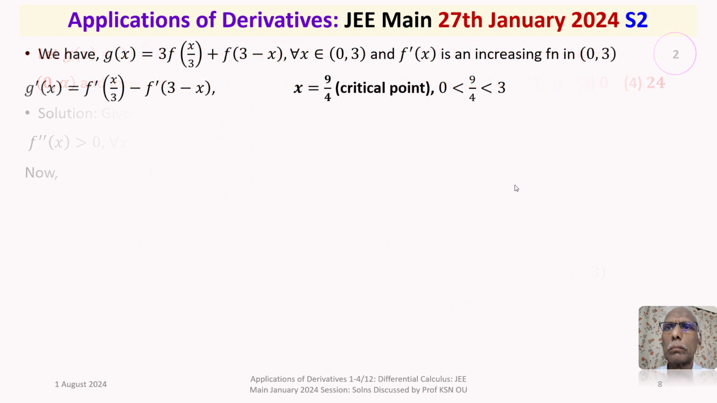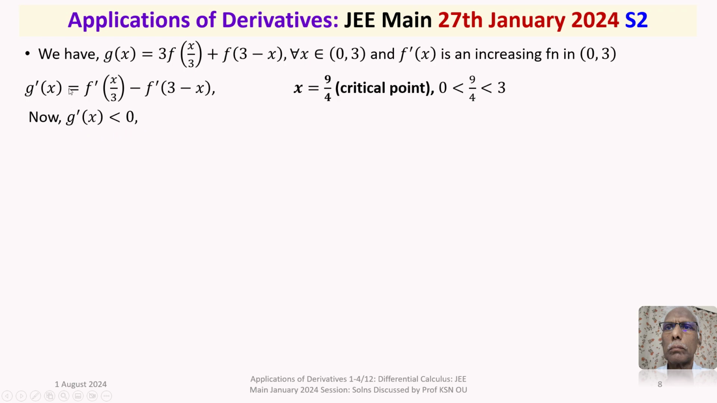So let's now continue the discussion in the next slide. Now we got the critical point 9 by 4. We'll discuss now where it is decreasing. For decreasing nature, you have to take g prime x less than 0.